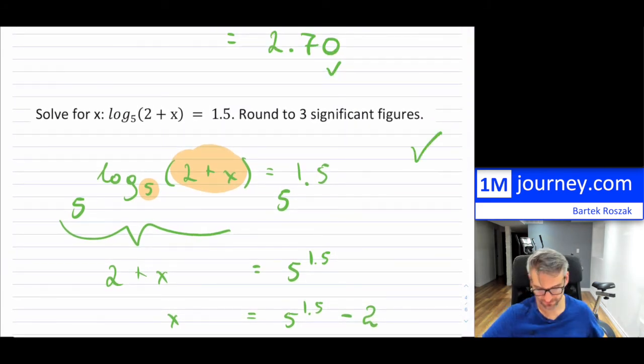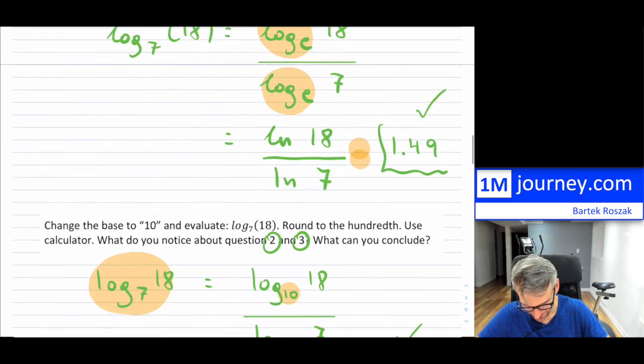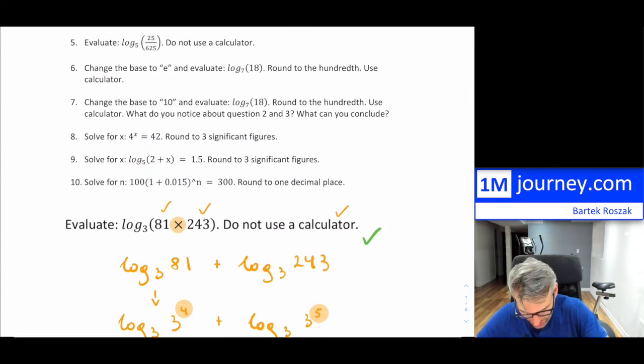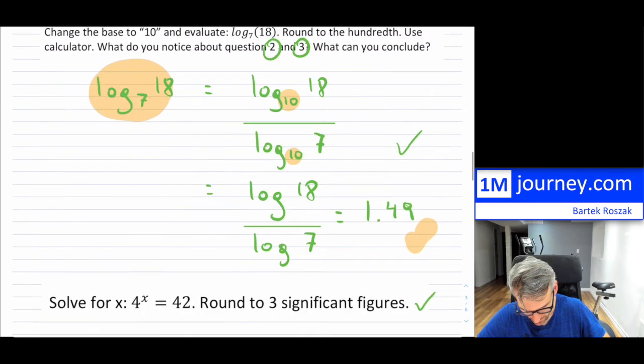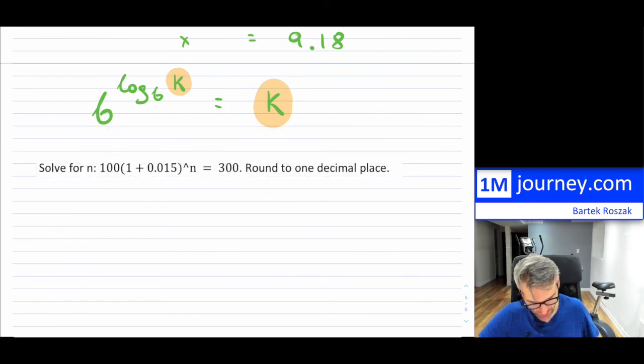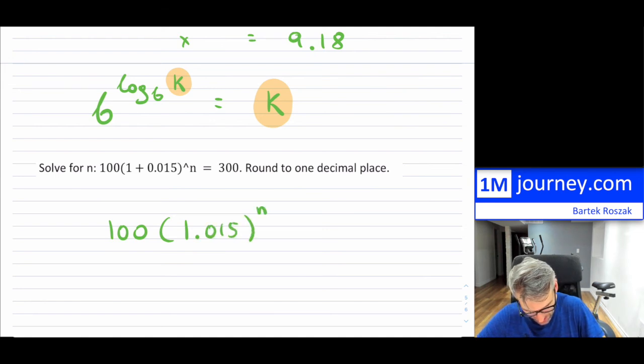So that's that. All right, let's see, what else do they ask us? Solve for n. All right, so another solution. So here, copy, and paste. Round to 1 decimal place. All right, so let's try it. We have 100 times (1 plus 0.015), well, that's addition in the brackets, so that's going to be just that, to the n equals 300.